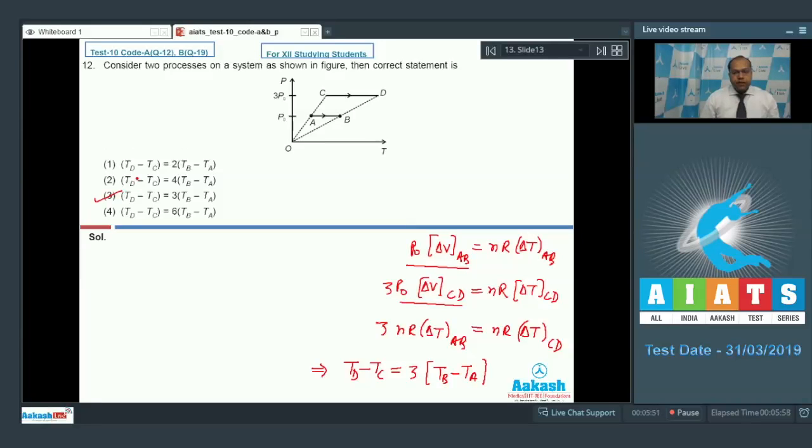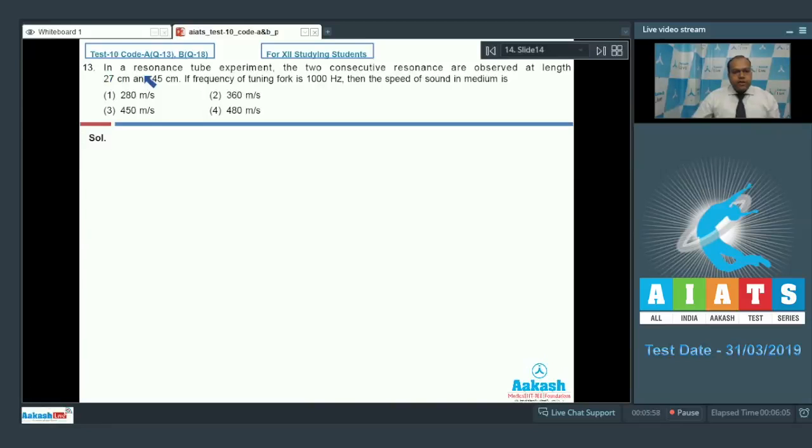Let's move to question number 13. In question number 13, in a resonance tube experiment, two consecutive resonances are observed at lengths 27 cm and 45 cm. If the frequency of the tuning fork is 1000 Hz, then the speed of sound in the medium is. The speed of sound in the medium v is given by nu into lambda, so we have to find out what lambda is. Lambda by 2 is equal to 18 cm. From here, the value of lambda comes out to be 36 cm.